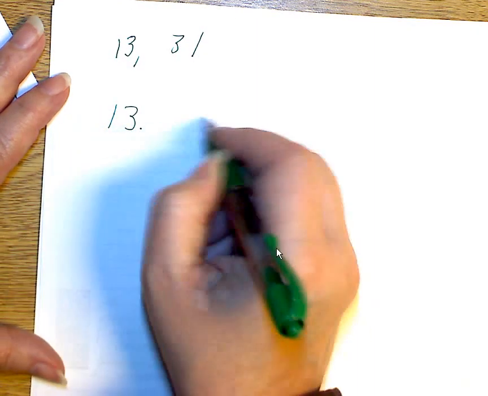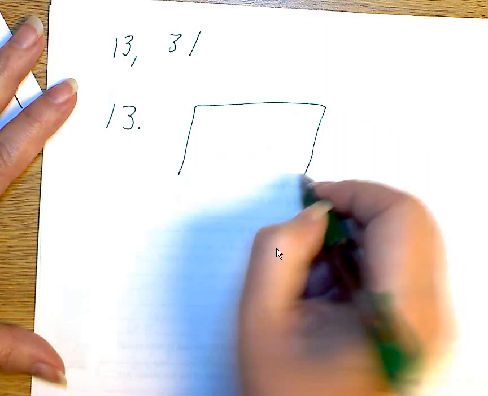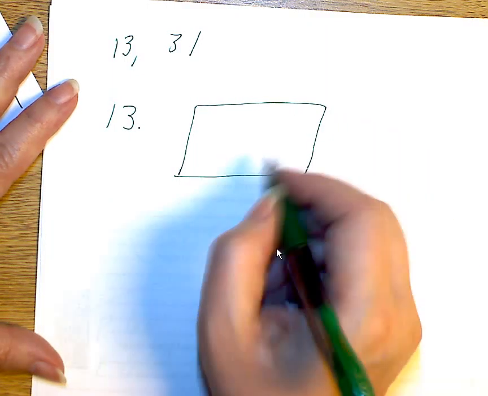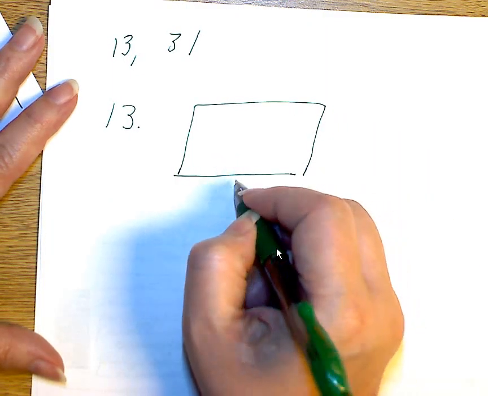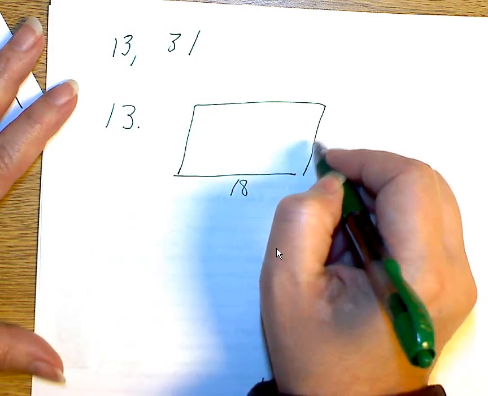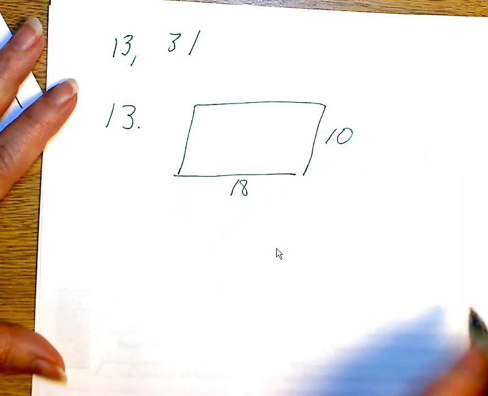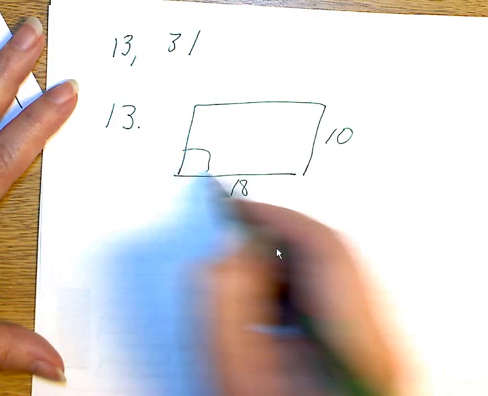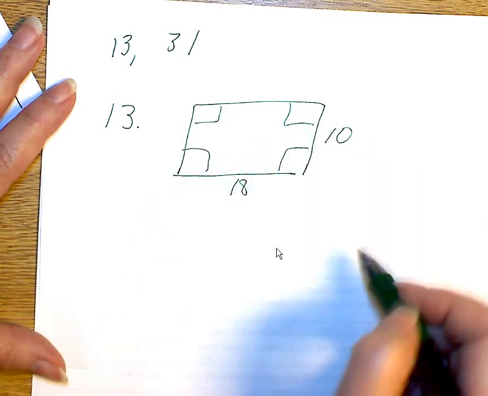So, 13. It says that you have a piece of metal that was 18 by 10. Then it tells you to cut out x squares and to make a box.